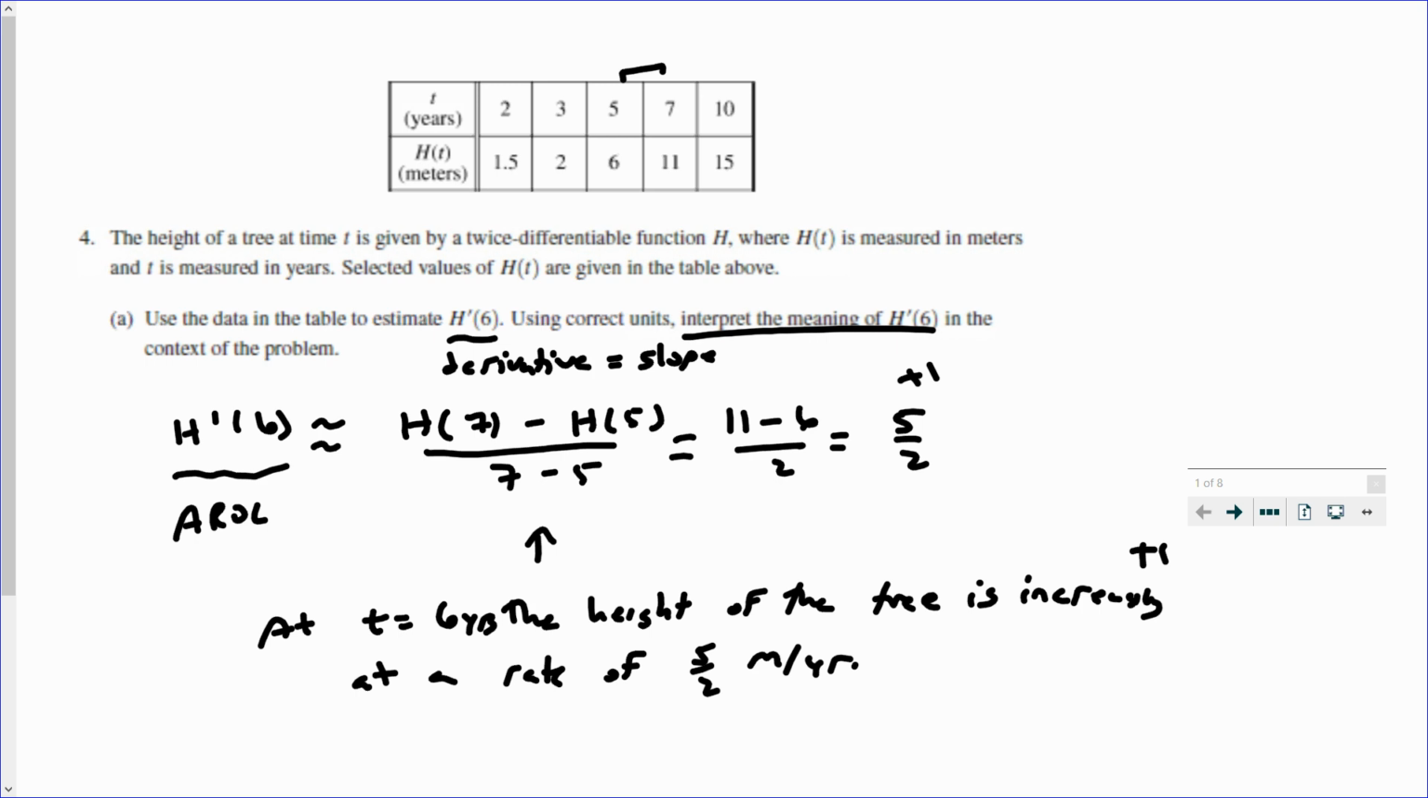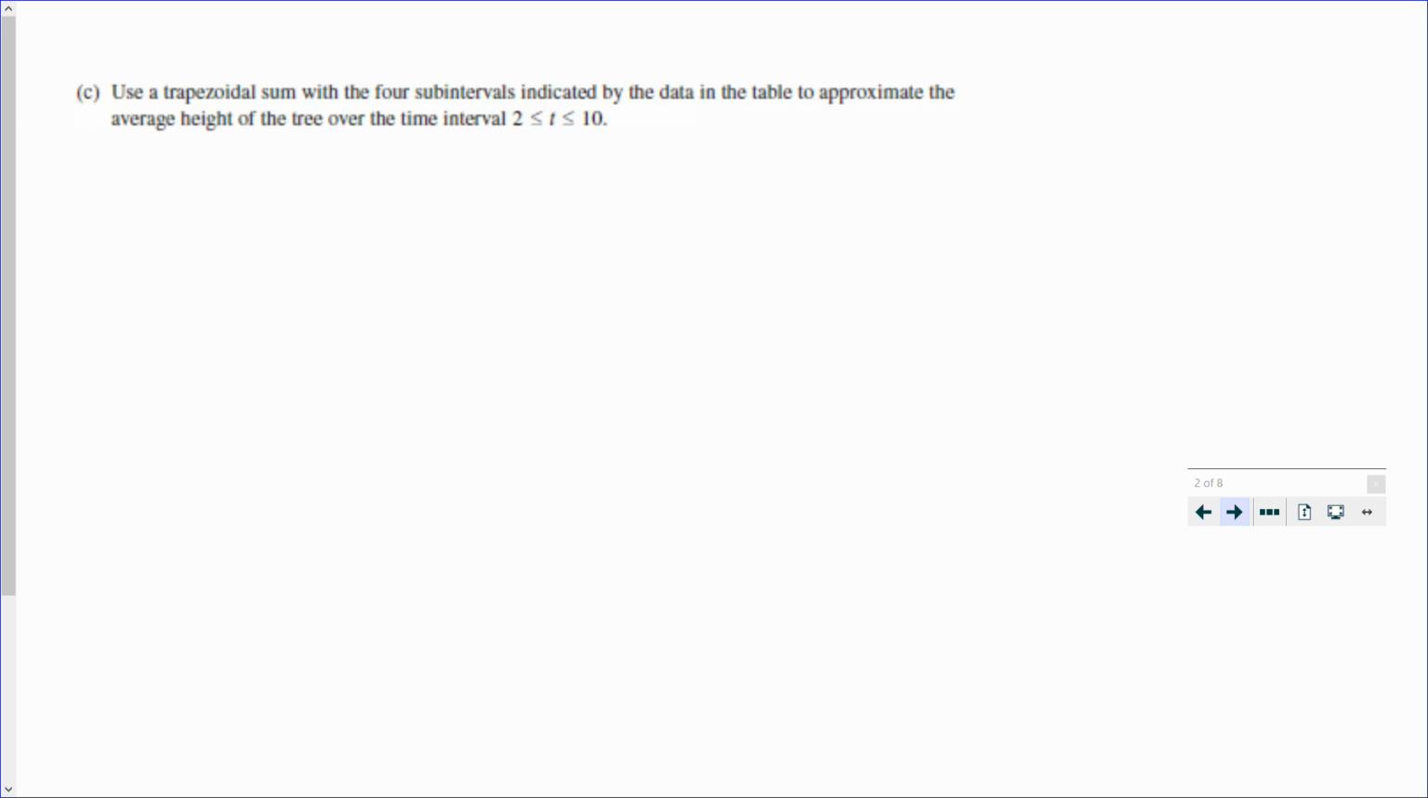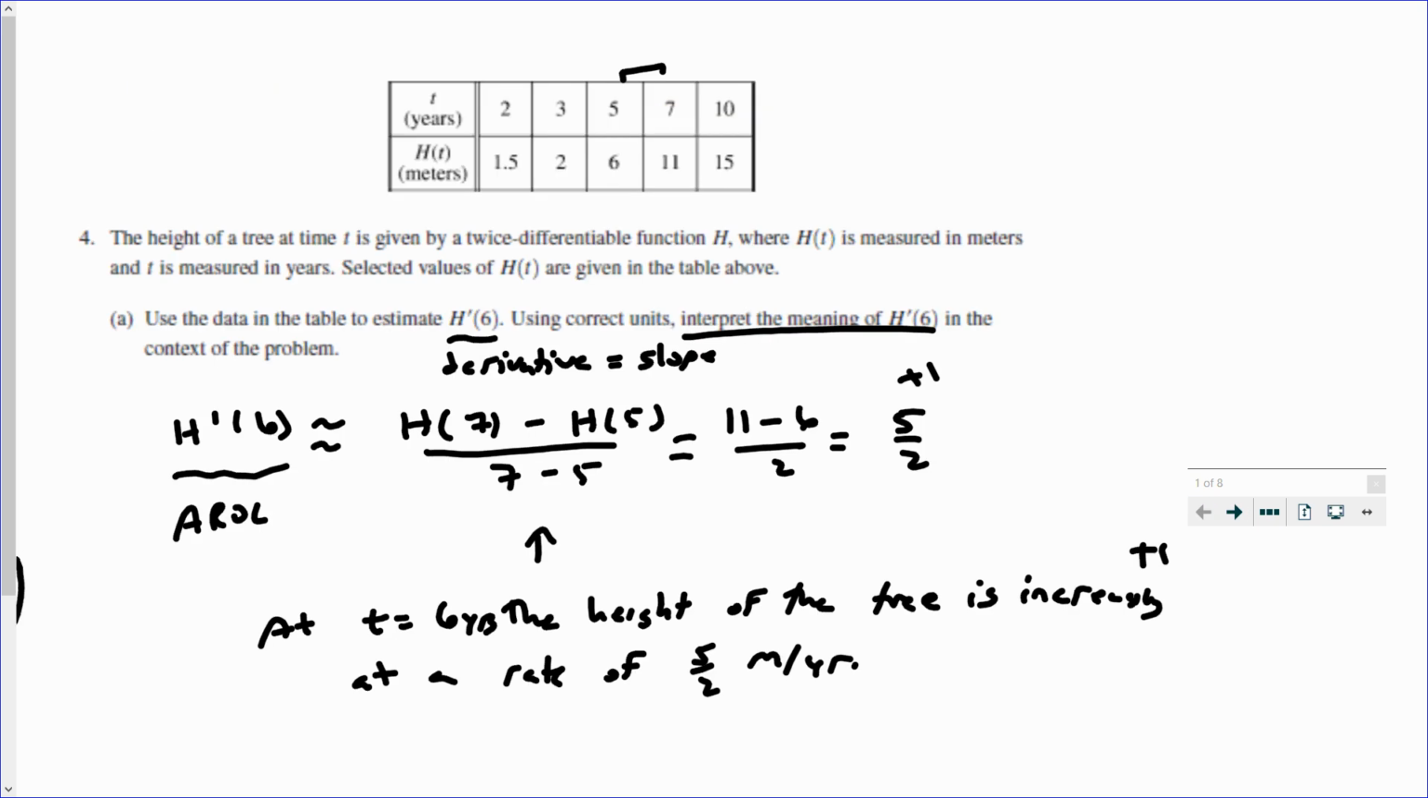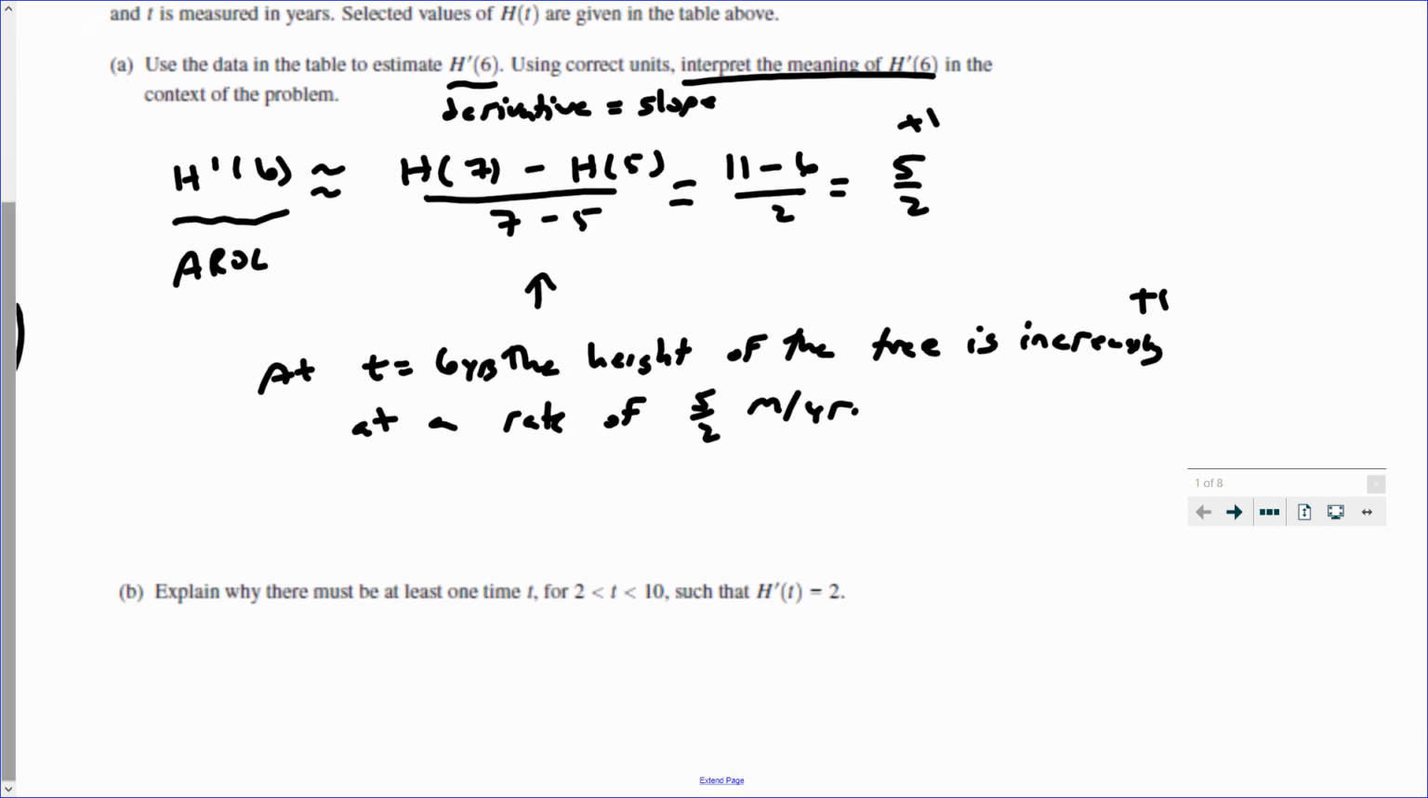All right, so let's go to question B. Don't miss question B there. B was down here, sorry. Roll down. There it is. Explain why there must be at least one time t between 2 and 10 years such that the rate of change is 2. Now, there is no function for this to show that. So what they're looking for is a time between 2 and 10 years that is changing at 2 meters per year. For me, this sounds like MVT.